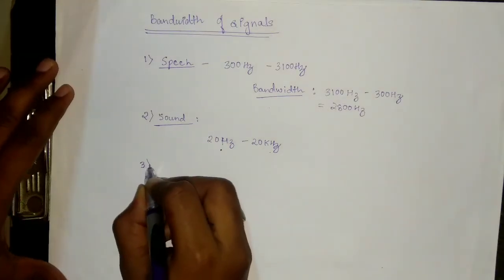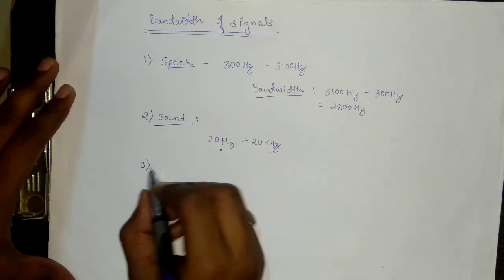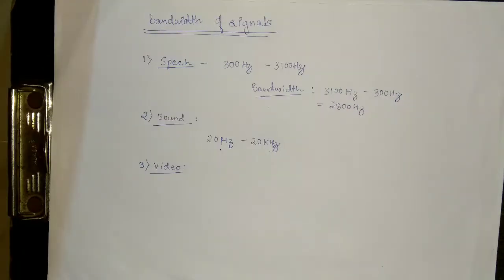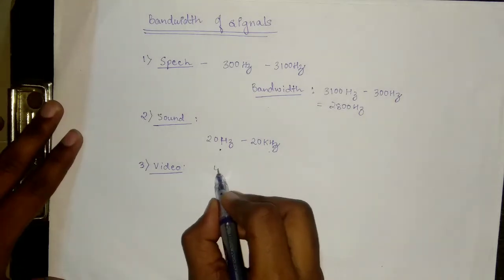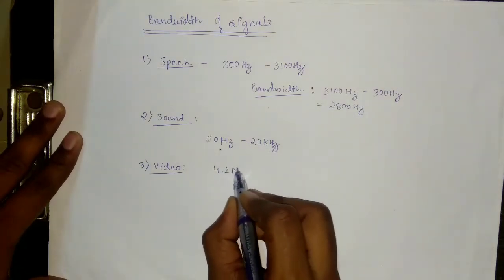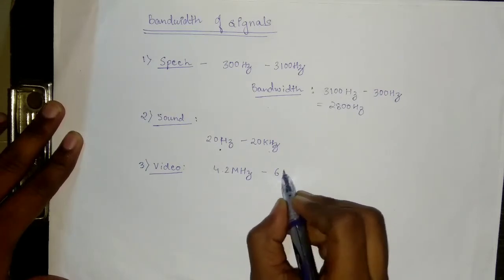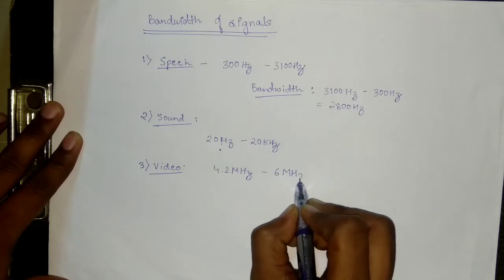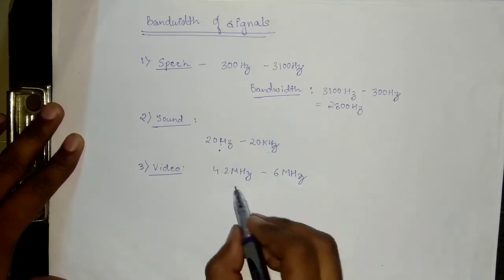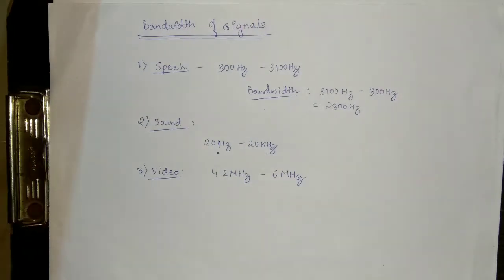The last type of signal is video. The frequency range is very high. It is from 4.2 megahertz to 6 megahertz. Please calculate the bandwidth and comment in the comment box. So this is all about bandwidth of signal.